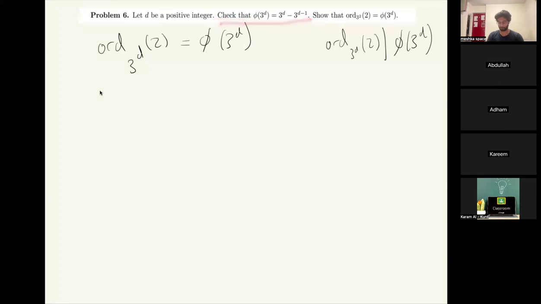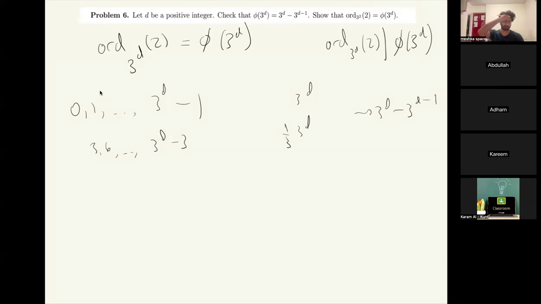Great. So I guess part A was to check that this is true. Do you guys see why? The totient of 3 to the d is 3 to the d minus 3 to the d minus 1. What it means is, we take 0, 1, all the way to 3 to the d minus 1. These are all the residues. Which ones do I throw out? I throw out the ones that are 3, 6, all the way to 3 to the d minus 3. So how many things do I have? There's 3 to the d things here, and I throw out 1/3 of them. And so the result is 3 to the d minus 3 to the d minus 1. Okay, so it makes sense, the calculation of the totient.